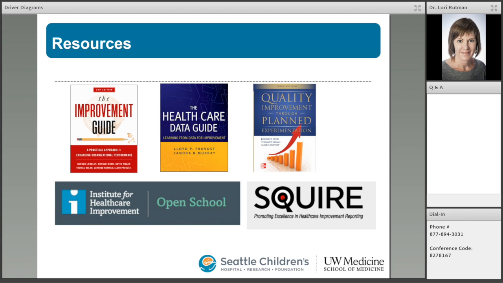I'd like to end with a few resources that I think I mentioned at the end of my last talk with a couple of additions. So the Improvement Guide is a great book as sort of a general introduction to quality improvement. The Healthcare Data Guide, again, is the book that will help with statistical process control. Quality Improvement Through Planned Experimentation is a book that helps think about other ways to design QI studies. And then the IHI Open School is a free and easily accessible web-based learning tool that I highly recommend.